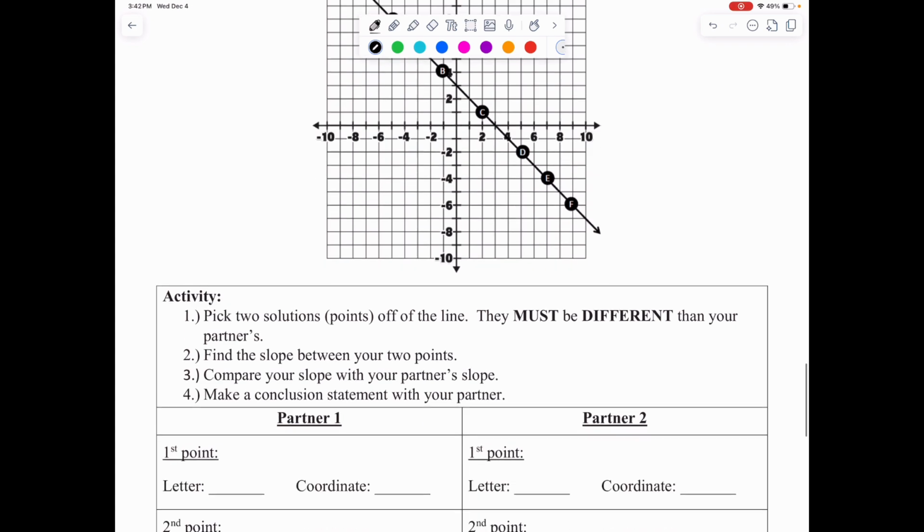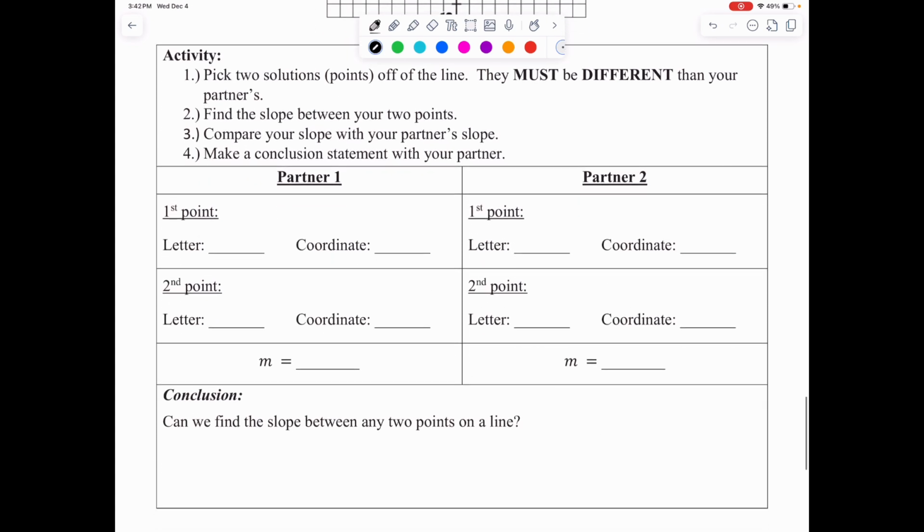Okay? You are going to find the slope between your 2 points, and then you're going to compare your slope either with me in the video or with your partner. And then we're going to make a conclusion statement about can we find the slope between any 2 points on the line. So at this time, you're going to pause the video and complete the investigation activity, and then resume the video to go over the answers and discuss the results.